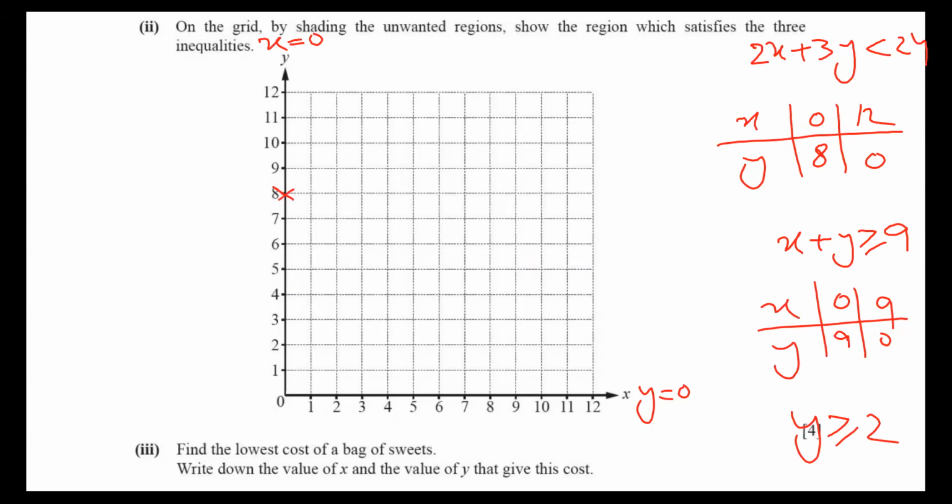And then I'm going for the other point, where x is 12 and y is 0. I repeat, x is 12 and y is 0. So x is 12, y is 0 where? x is 0, y is 0; x is 4, y is 0; x is 8, y is 0; x is 12, y is 0. So this point is very, very clear.